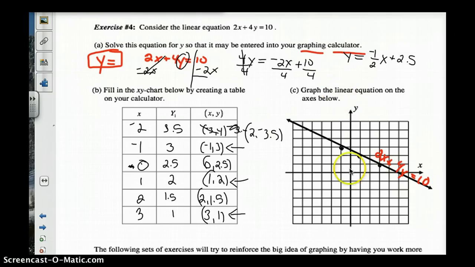Okay, go ahead. Okay, so this is what your line should look like. You need your arrows. You need your straight edge used, and you need to label your line with the original equation. Okay, so we use this one.